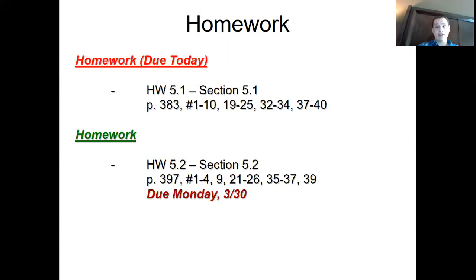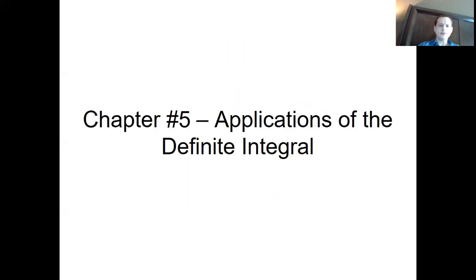But again, stay on task, because the sections are going to keep on coming. And there's no reason to just not get them over with now. You're sitting home bored, and you don't want all this stuff crammed into less time from April 6th to the end of the semester. That's not a lot of time to get all these sections done. So I'd stay on task. But homework 5.2 is on page 397, numbers 1 through 4, 9, 21 through 26, 35 through 37, and 39 all. And I'll do one of those at the end of the lesson as a little gift to you, also to model things and help you through it.